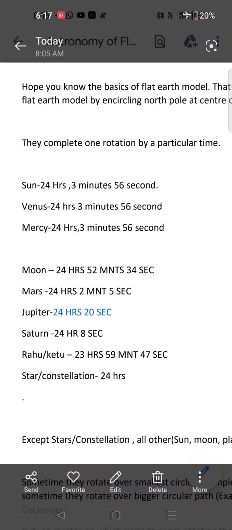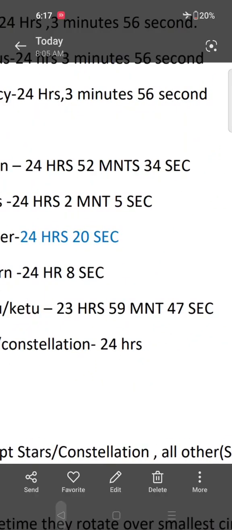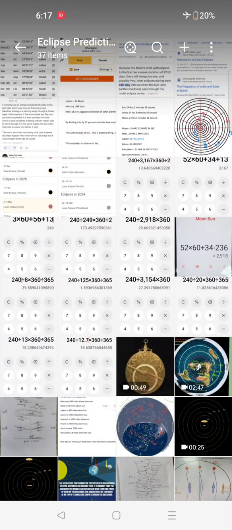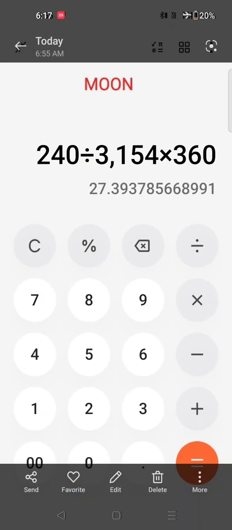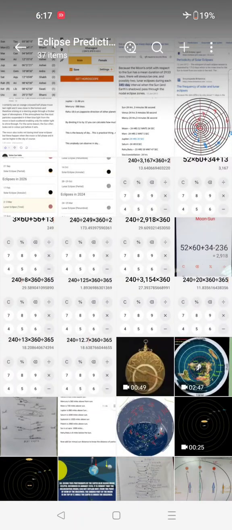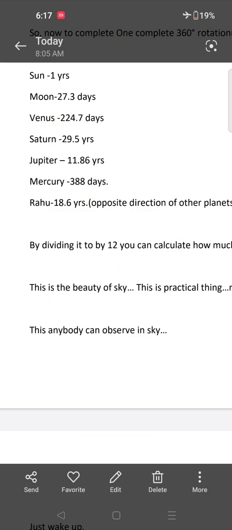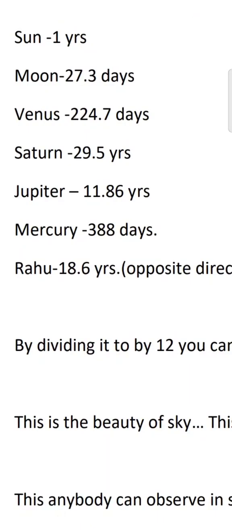Now calculate for moon. Moon is 52 minutes 34 seconds difference from the stars constellation. If you make it in seconds, this will be the moon's time, 27.3 days. Now let's take Mercury. Not Mercury, let's take Saturn. Saturn here as per zodiac astrology is 29.5 years.